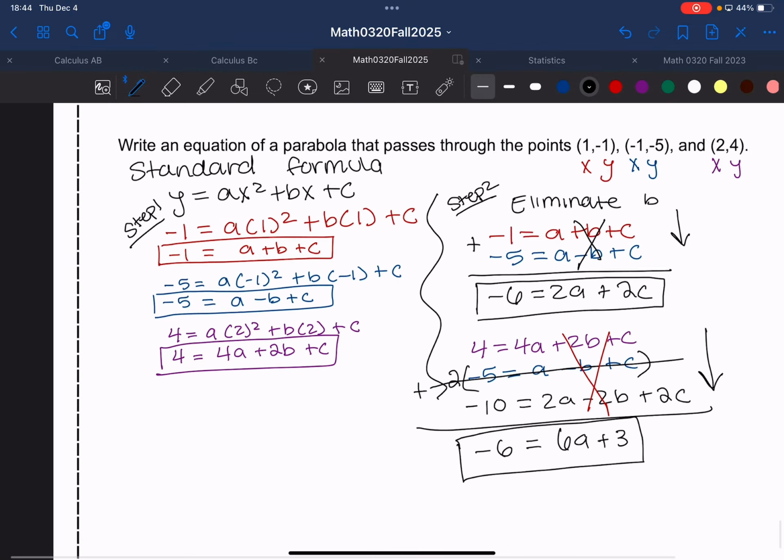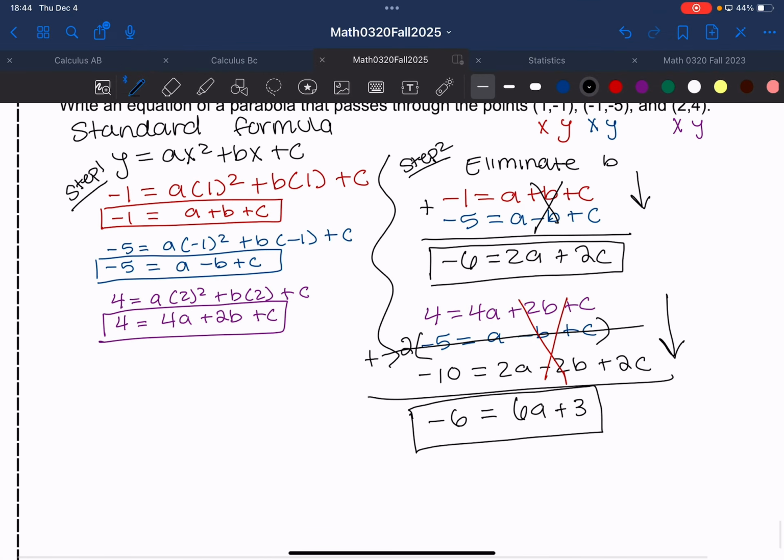Okay, now we're on to step 3. Do you kind of see what's happening here? We're slowly going to cancel until we're left with only one variable. Oops, 3C, I forgot the C. Which means we can solve for the variable and eventually plug it back in. Okay, so step 3.